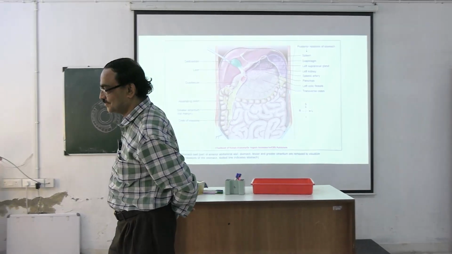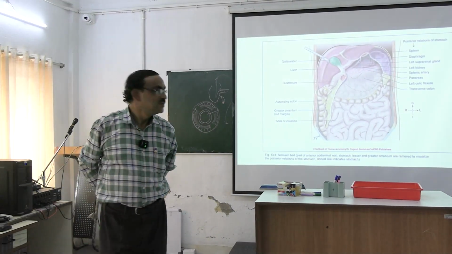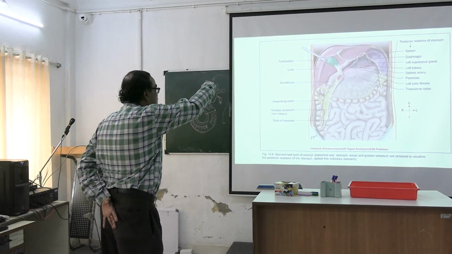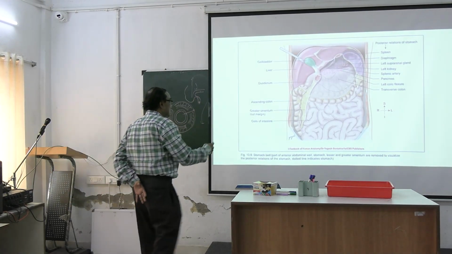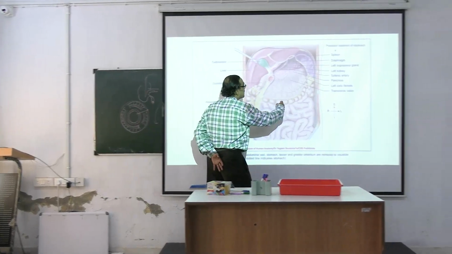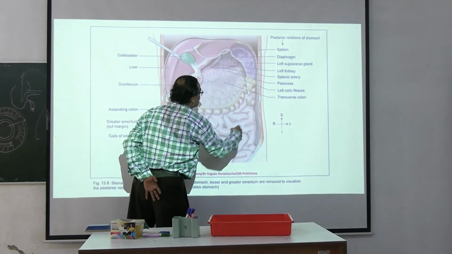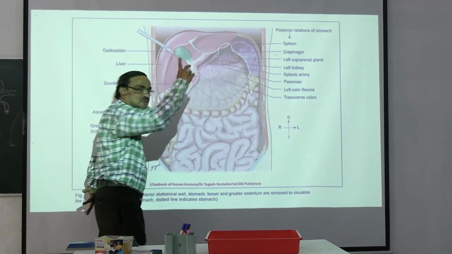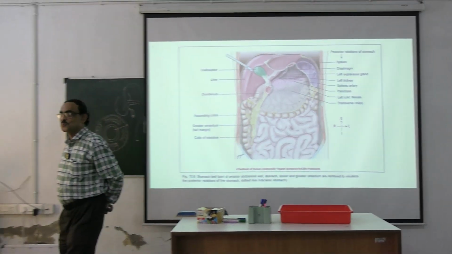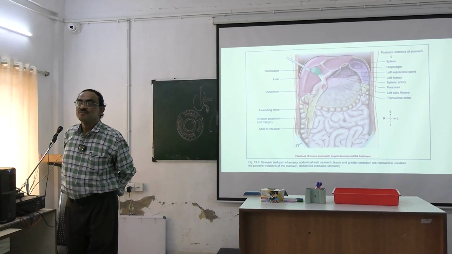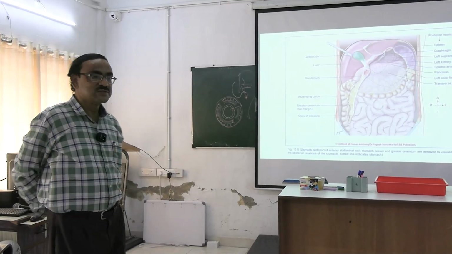Left colic flexure, that is the transverse colon is going and creating a flexure. This is the transverse colon and it is creating a flexure going there and it comes down, so it forms a left colic flexure. Mesocolon, transverse mesocolon.